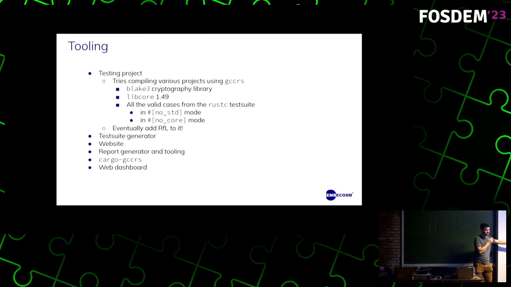And we got cargo GCCRS, which will allow you to, well, instead of doing cargo build, use cargo GCCRS build to build your code with Rust, with GCCRS. And all of that tooling is written in Rust for 2 reasons. The first one is it's much better than C++. The second one is, wouldn't it be so freaking cool to compile our own tools with our own compiler?